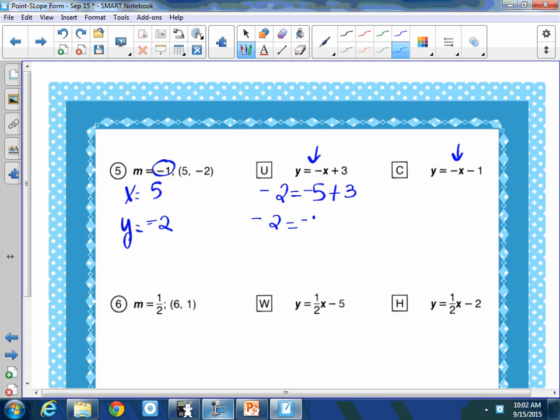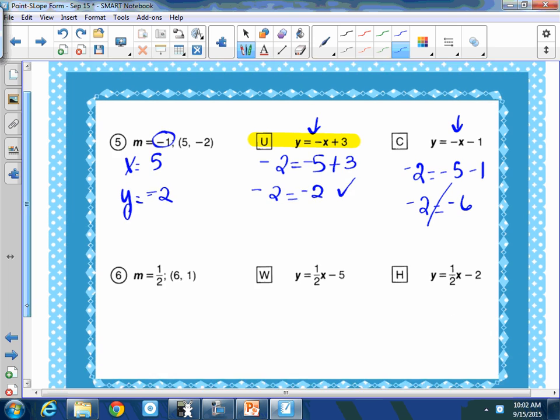Negative 5 plus 3 would be negative 2, so I'm thinking this is the equation. We're going to the other one just to make sure, but I believe this is the answer, because negative 2 does equal negative 2. This satisfies that equation. That's the point that goes through that line and has a slope of negative 1. So we're going to do it on the other side. It will be negative 2 equals negative 5 minus 1, and negative 2 equals negative 1, and negative 5 would be negative 6, so that's not true, so this is not my equation.